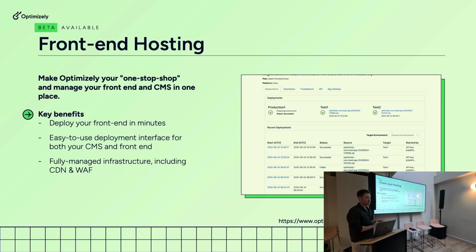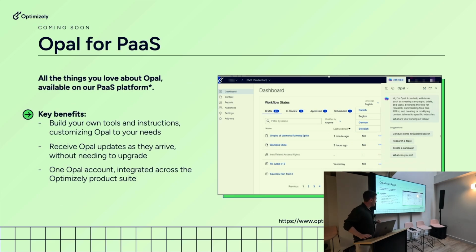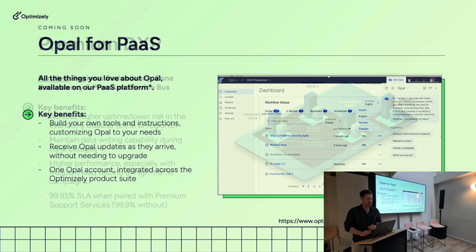Front-end hosting. I'm going to skip past this one because Minesh did such a great demo. Optimize the Connect platform. I'm also going to skip past because we have a demo on this later, but this is going to be the place that you come to integrate all products into CMS. Beta is already available for you to try, but Andrew's going to give us a presentation on that shortly. Opal for PaaS, we've touched on, but as I say, that's coming very soon as well.